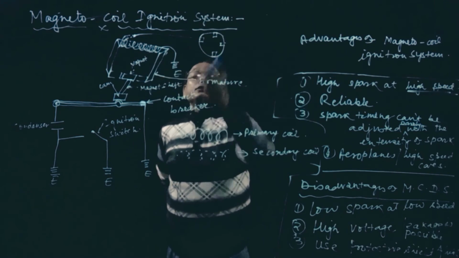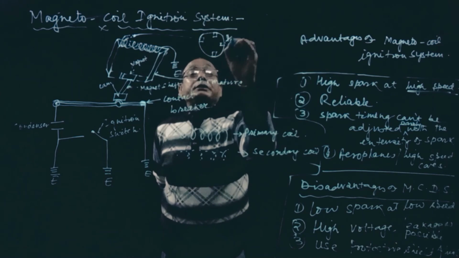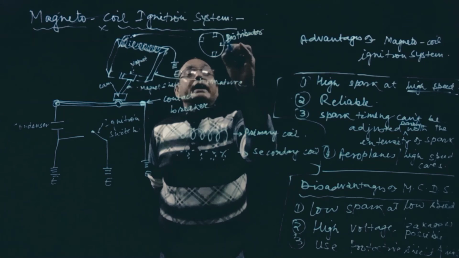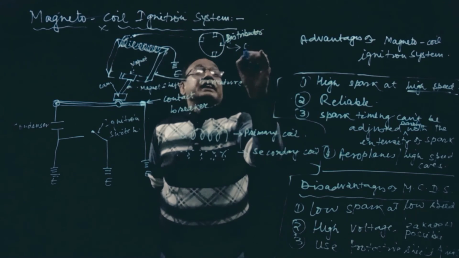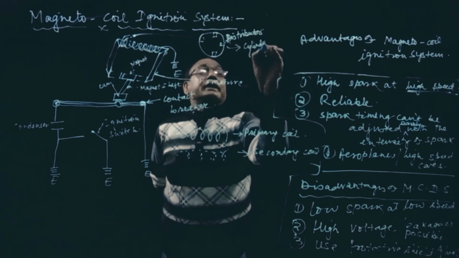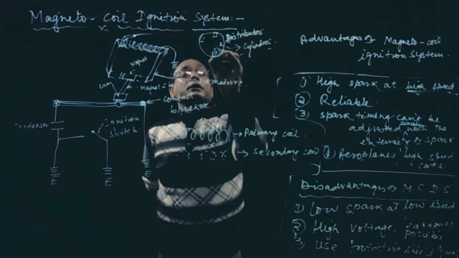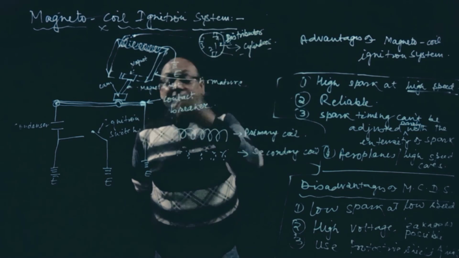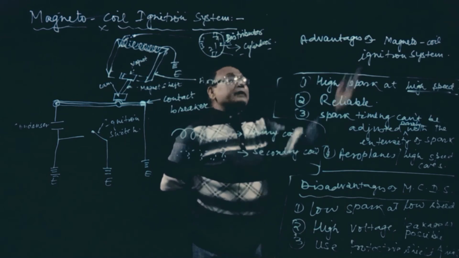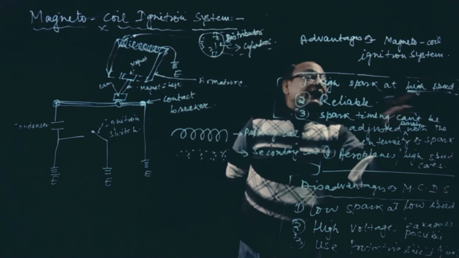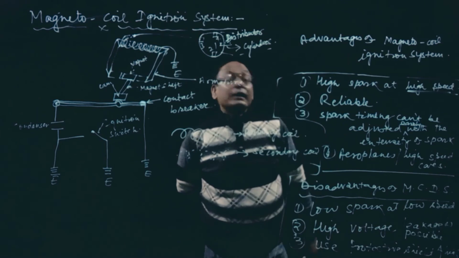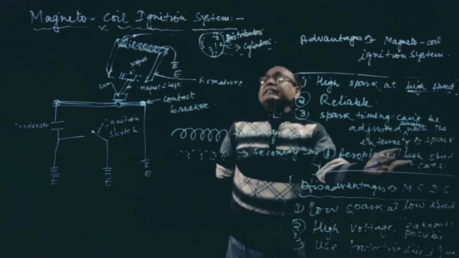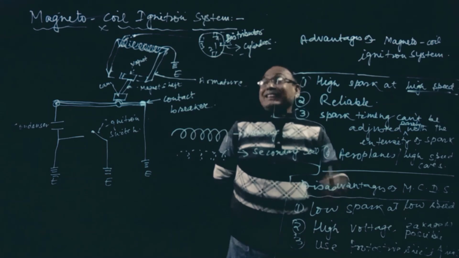Through here, it goes to the distributor, and it is distributed to the cylinders. If the number of cylinders is 4, then it goes to cylinders 1, 2, 3, 4 like this. The advantage of magneto coil is high spark at high speed. It is reliable. Spark timing cannot be adjusted easily, and it can be used in aeroplanes and racing cars.